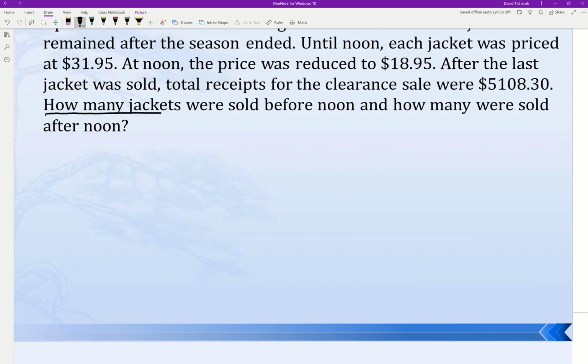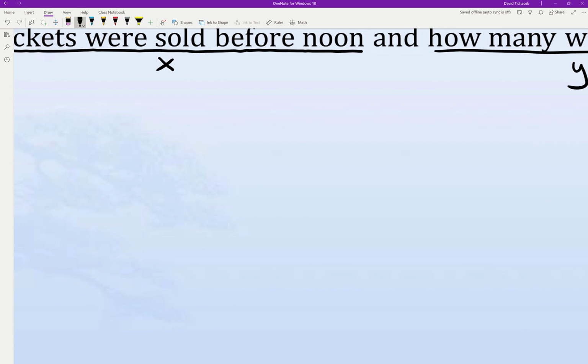If I zoom back out here, we're going to do that. We're going to say how many jackets were sold before noon, we're going to let that be x, and then how many were sold after noon, we're going to let that be y, okay? If we do that and we use x and y throughout the problem, we're always going to know what those equal, okay? So if you read through the problem, you'll notice that one of the first things that it says in the very first sentence, it says they need to get rid of 214 winter jackets, okay?